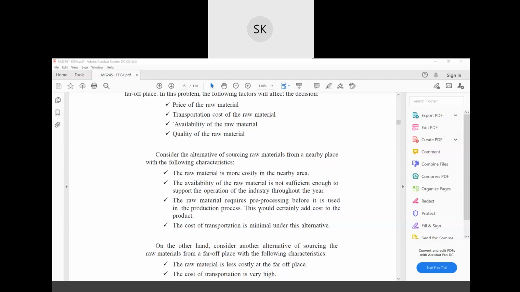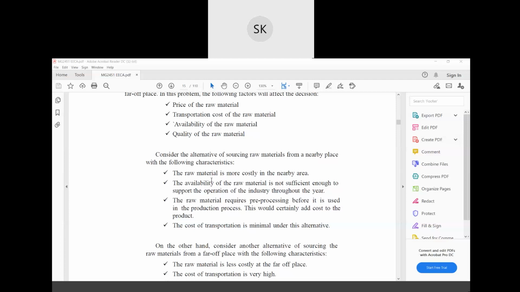The raw material requires pre-processing before it is used in the production process. So after purchasing the raw material, you need to pre-process it. This would certainly add cost to the product. Obviously, when you purchase a raw material and need pre-processing again without directly using it, it will cost you extra. But the cost of transportation is minimal under this alternative.